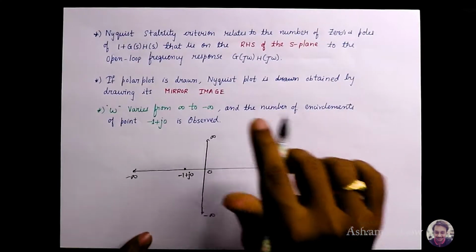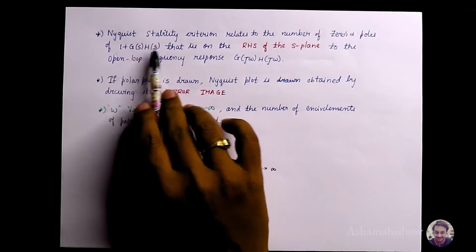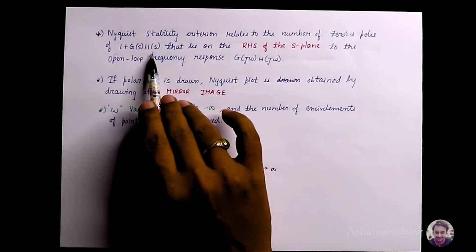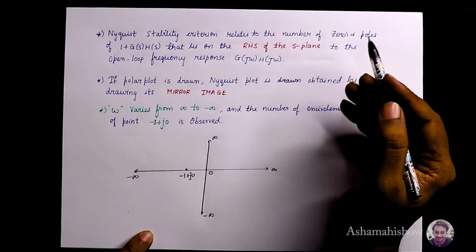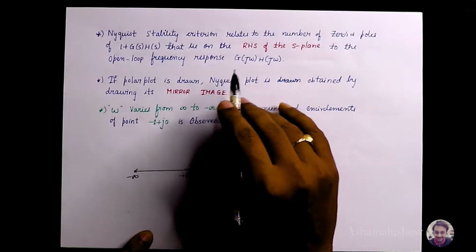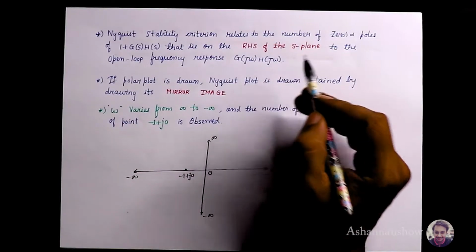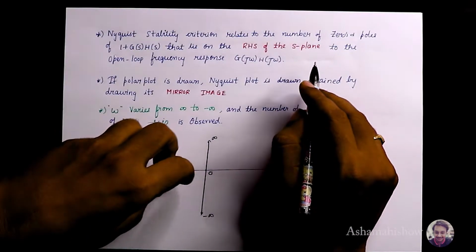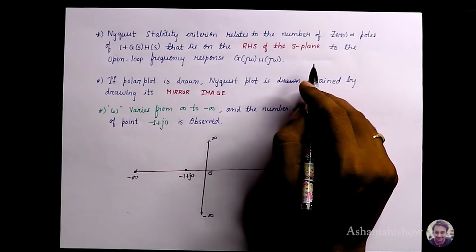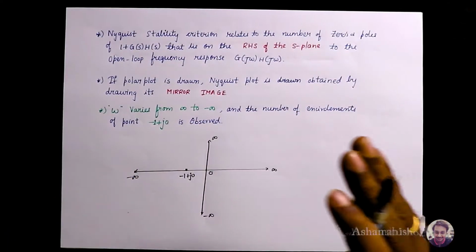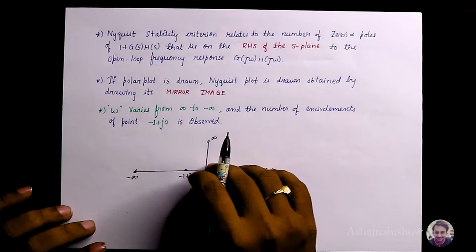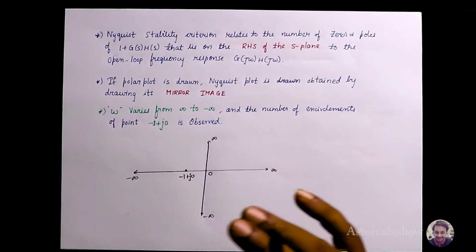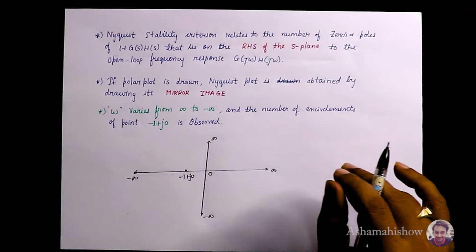Coming to this point, the Nyquist stability criterion relates the number of poles and zeros of 1 plus G(s)H(s) that lie on the right-hand side of the s plane to the open loop frequency response G(j omega)H(j omega). In our previous topic, the root locus, we said that if your poles are on the left side of the s plane, the system is stable. But this is a bit more complicated than that. You will understand it clearly when we do the problem.